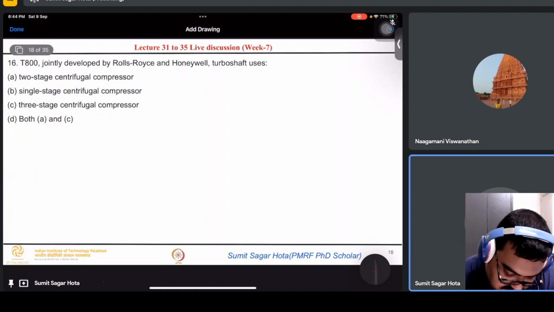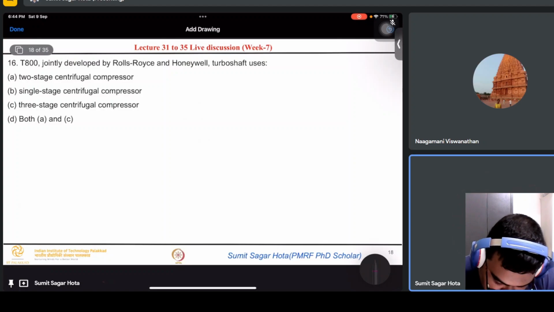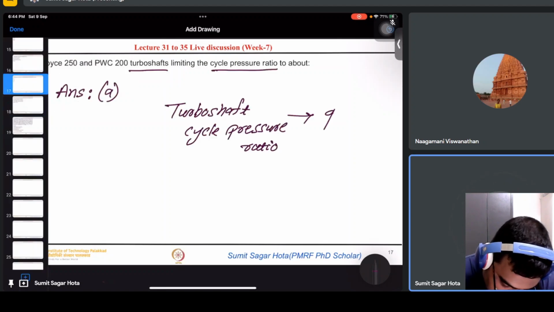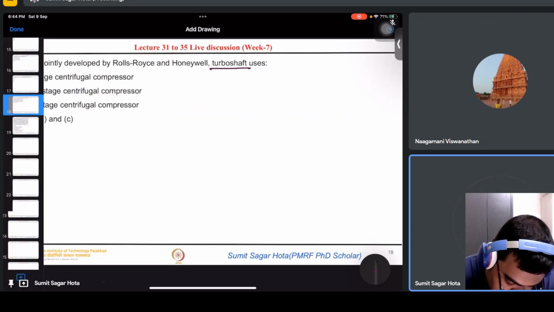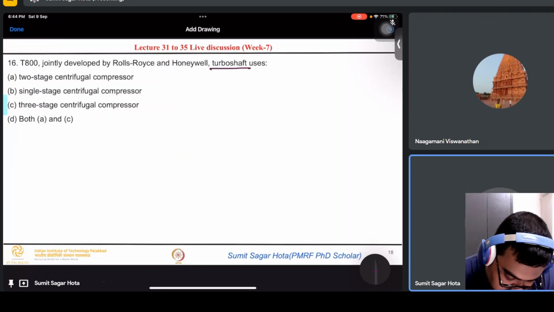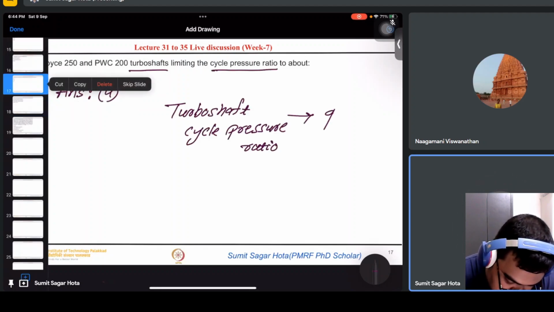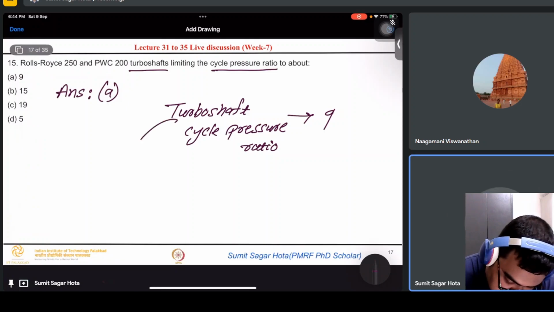T800 jointly developed by Rolls Royce and Honeywell turbo shaft uses what? Okay, turbo shaft is there. In this question, the T800, I just write down here also what is the type of turbo shaft.